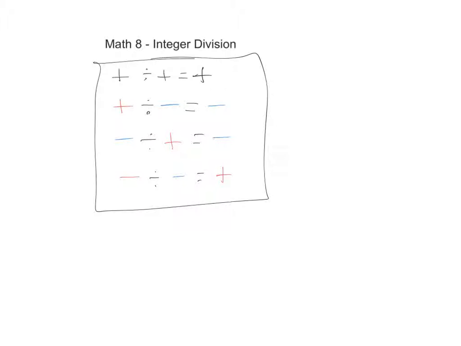So let's just try a couple quick questions just to make sure you get the feel of this. So in this question, let's just start with a fairly straightforward one. Let's say we have negative 12 divided by positive 4. So what does this mean? Okay. Well, in this case, our textbook always uses blue for negative.